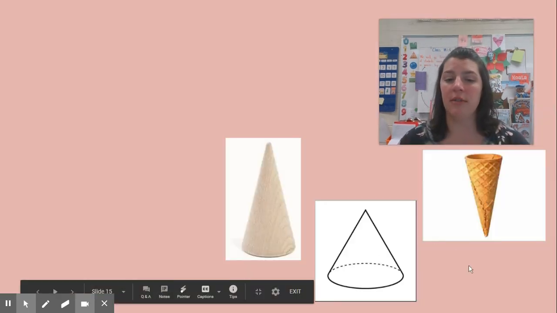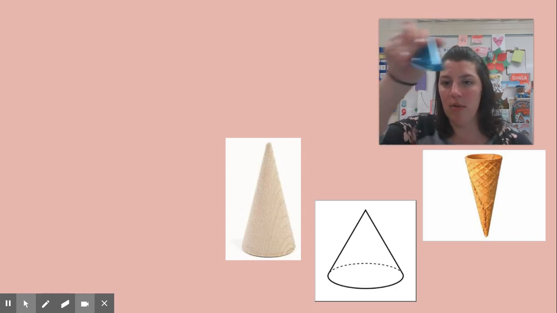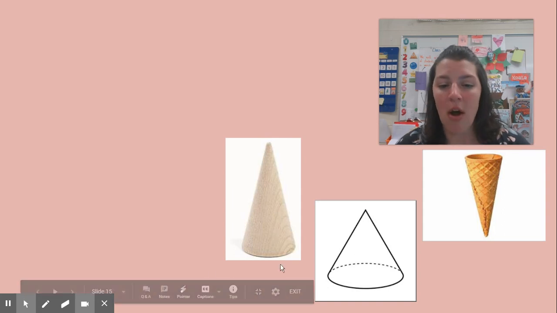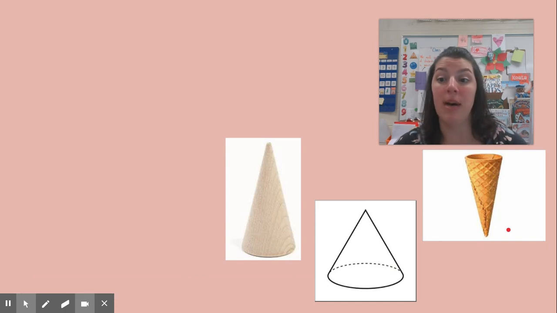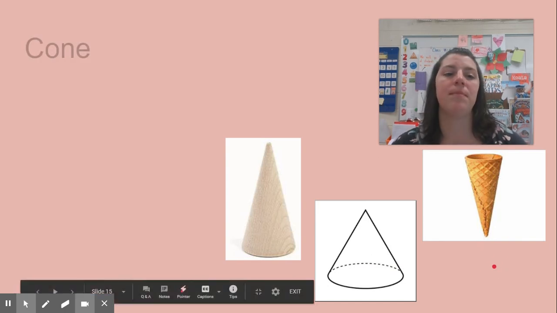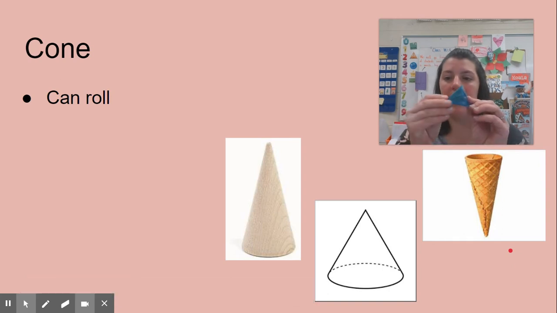Here are some pictures of a cone. This is what it might look like as a block. There's the wooden block. I have a clear plastic block here at school. If we are drawing a cone, you can see there's the point, and then we see that dotted line that gives us a clue this is supposed to be a 3D shape. And here's an example of a cone that you might know, an ice cream cone. A cone can roll because part of it is rounded.